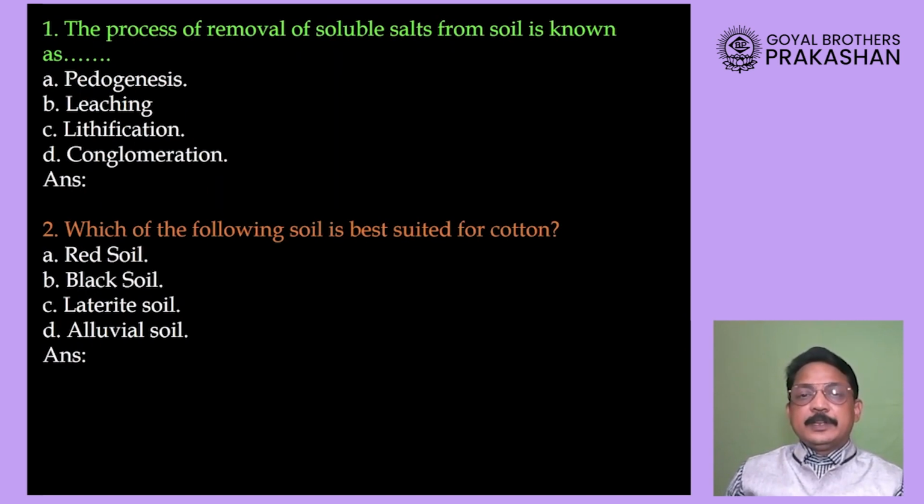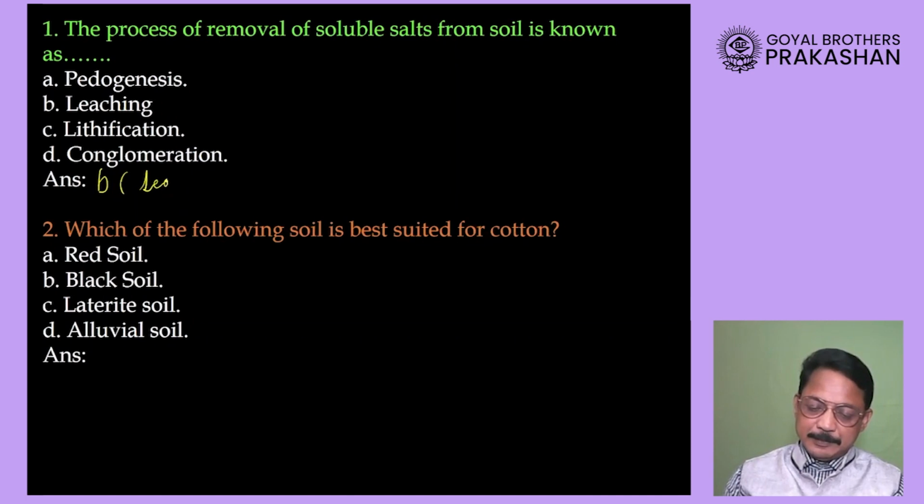Our question number 1: the process of removal of soluble salts from soil is known as dash. Options are pedogenesis, leaching, lithification, agglomeration. So the answer here is leaching. Okay. So you will be writing here B, and you can also write down after B the actual answer.